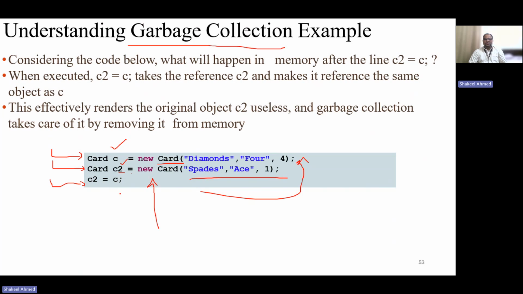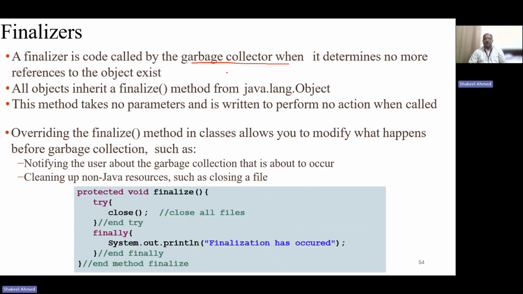So in that case, what Java will do is it will call a garbage collector method, which is called the finalize method, which is inherited from java.lang.Object. These methods take no arguments and are written to perform no action when called. Whenever the finalize method is called, it allows you to modify what happens before garbage collection, such as notifying the user that garbage collection is about to occur.